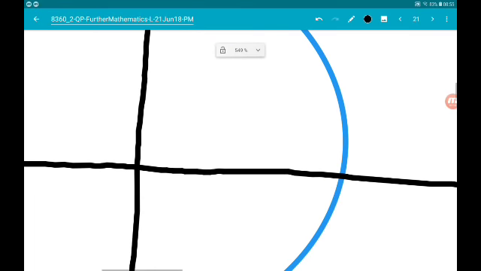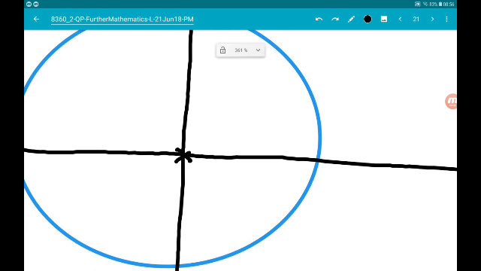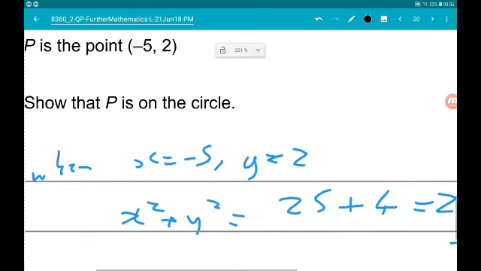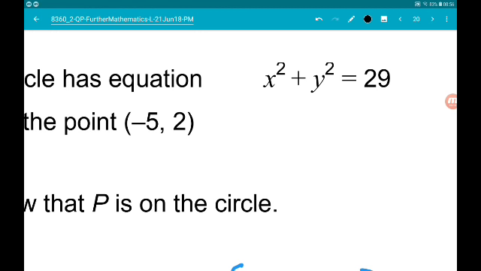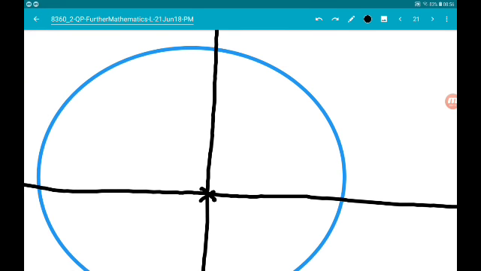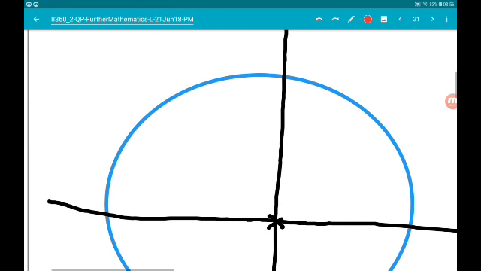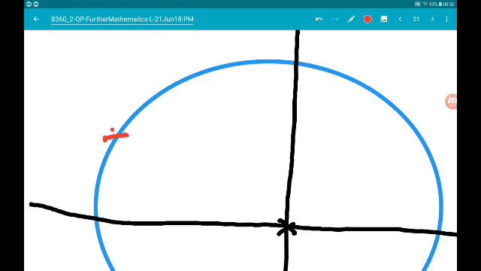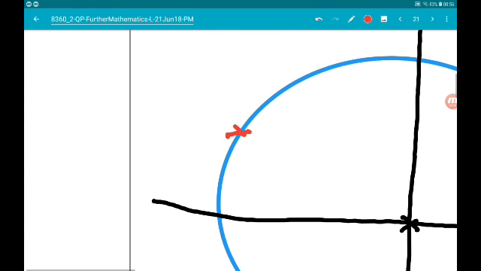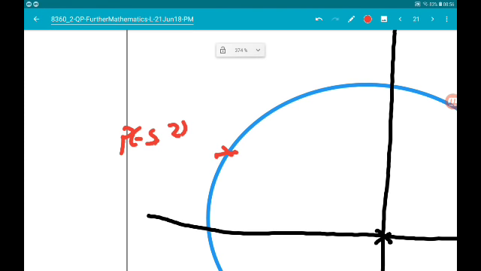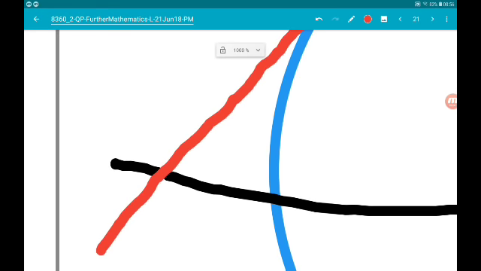So the center of the circle is here. Now we also know that the point P has coordinates -5, 2. So we can say that P is somewhere around here, and its coordinates are -5, 2. So the tangent is going to look something like that. So what we need to find is the x-coordinate of this point.